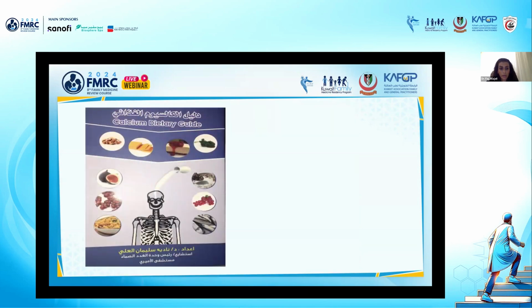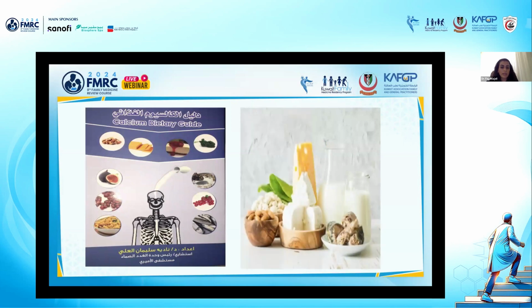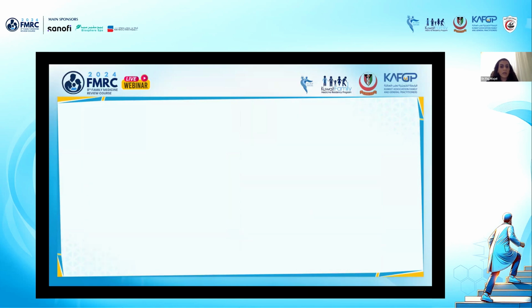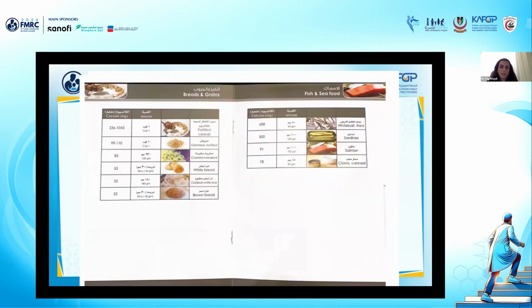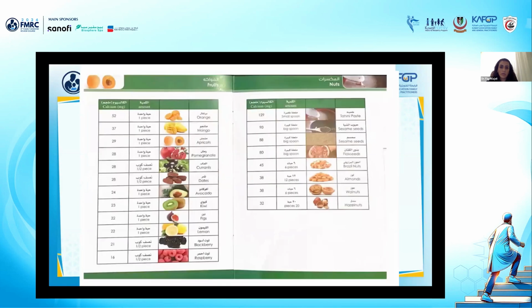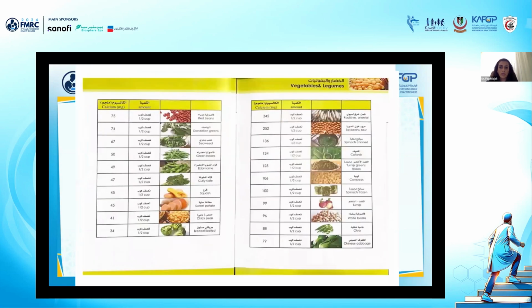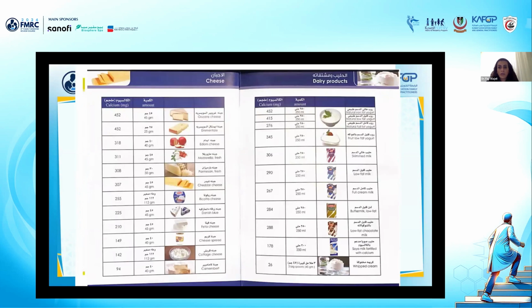This is also a calcium dietary booklet that is done by Dr. Nadia Alajeil. It gives the patient an idea of many types of food in the diet and the amount of calcium that is available. It is divided into specific groups of the diet: fruits, vegetables, nuts, dairy products, and so on. For example, if the patient takes 1 cup of non-fat yogurt, it contains around 450 milligrams of calcium, which is almost half of what the patient needs as daily calcium intake.